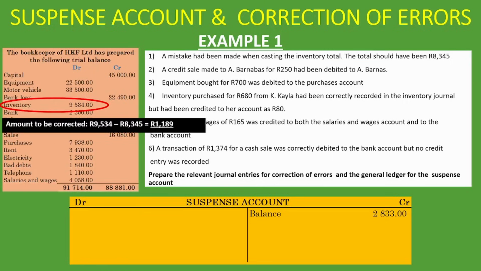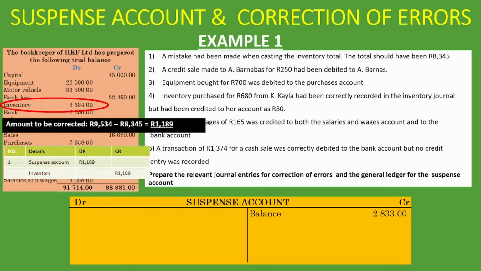So we're going to credit inventory 1,189 rand, and since we know that this is a totaling error, it affects our suspense account, we're debiting the suspense account. And here's how it's going to look. Debit suspense account 1,189 rand and credit inventory 1,189 rand. If you attempted it, I hope you got that correctly.